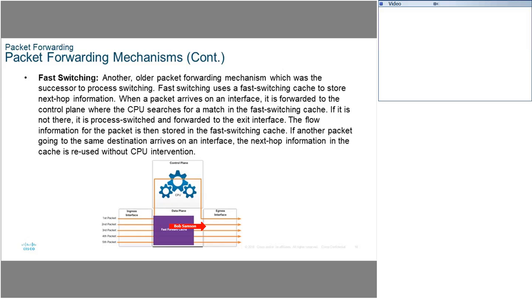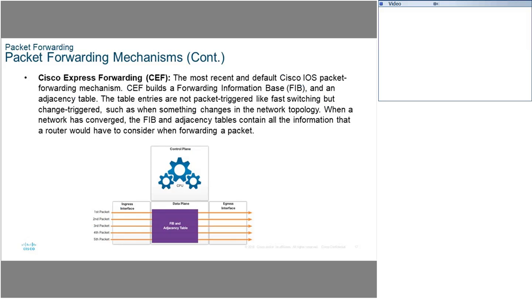It's called a fast switching cache. And it's older and we don't use it as much anymore. Really? What could be better than that? But wait, here it is. Cisco Express Forwarding in slide 17. Whoa, we don't even go up here and look this up. We don't go through that process.